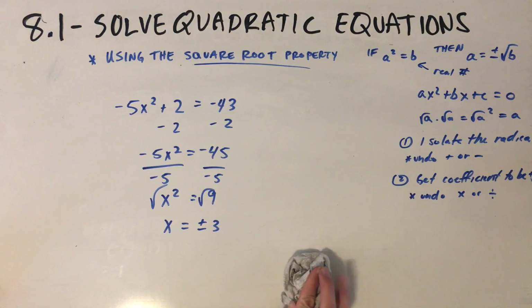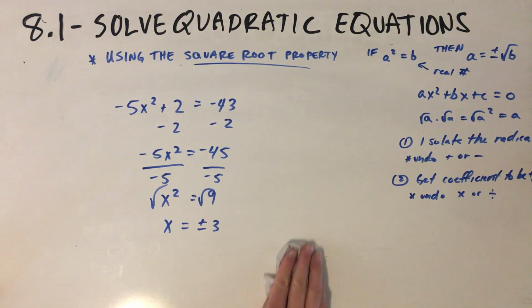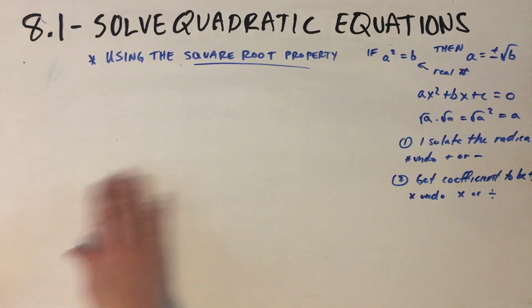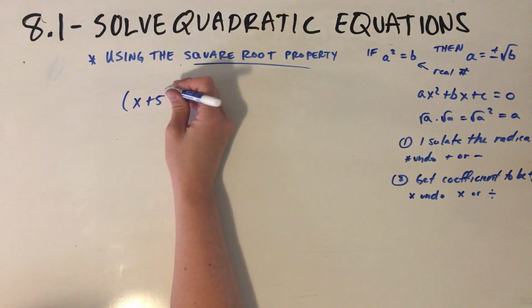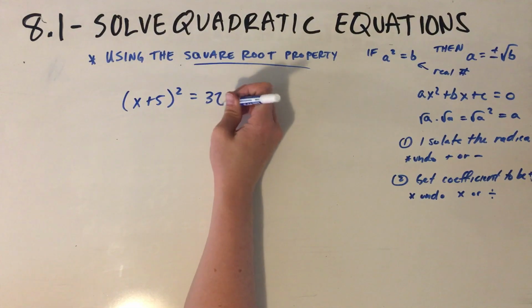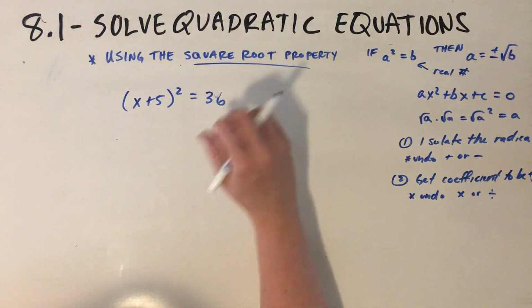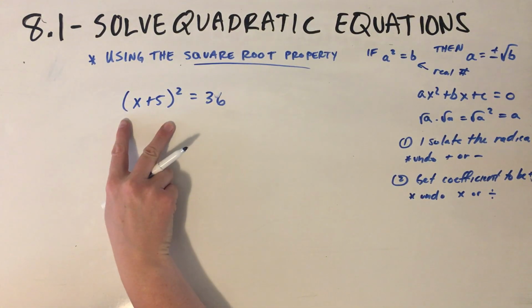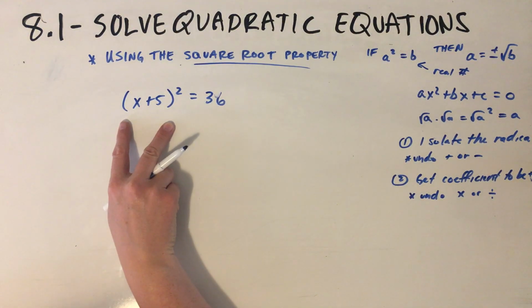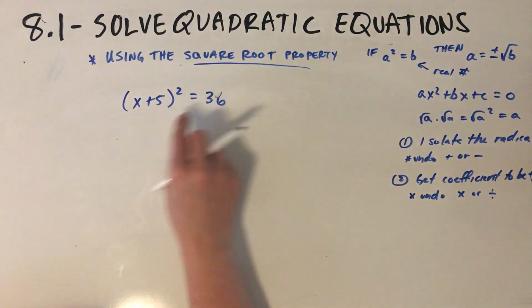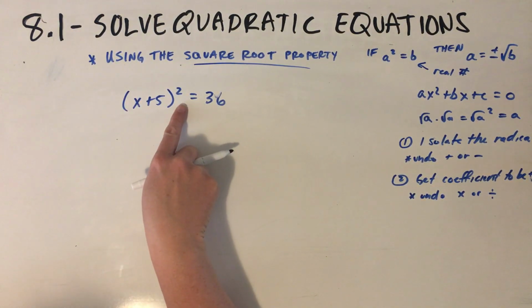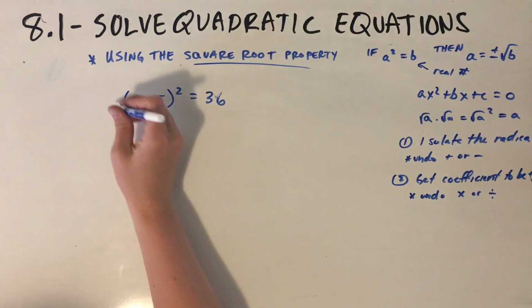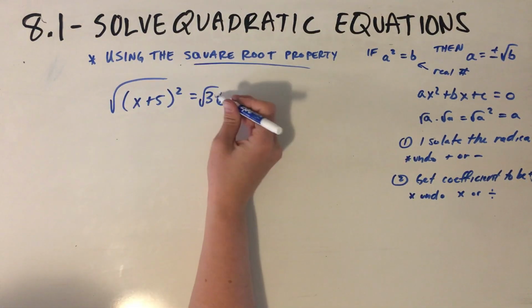Now I want to do a couple of these with a binomial squared. So if we had x plus 5 squared equal to 36, I don't need to add or subtract anything because this is the entire squared term. It's a 2-term squared. So this is isolated. There's nothing on the outside connected through multiplication and nothing on the outside connected through addition or subtraction. So I can just take the square root right now.